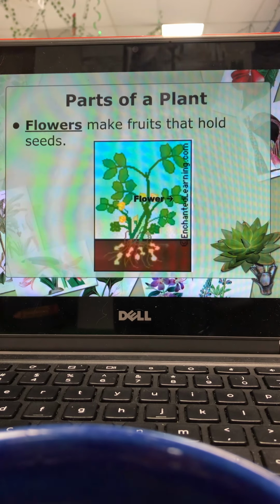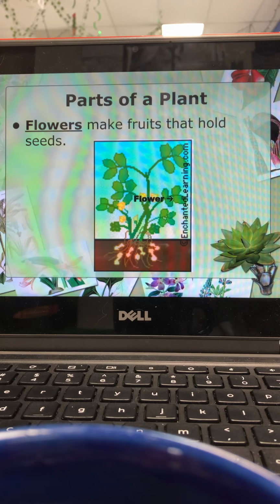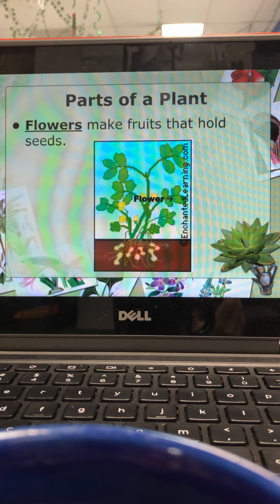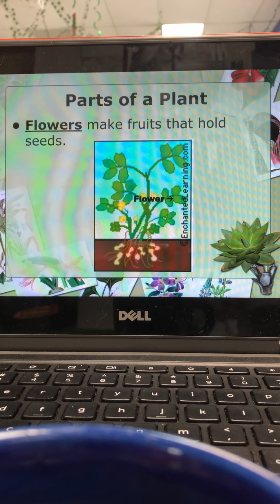The next thing that I would like to introduce is going to be the flower. Those flowers make fruits that hold the seeds. So when you see the flower, those are going to be our seeds. Think about seeds, and why different flowers grow in different places. Of course, we know that air is allowing those seeds to float in the air and settle down. So flowers make fruits that hold the seeds.